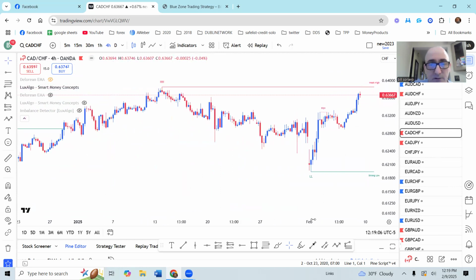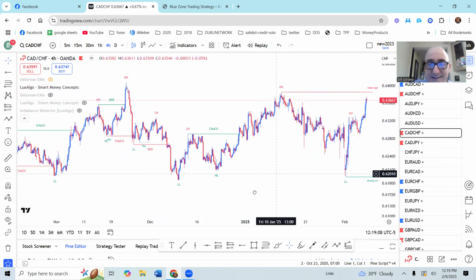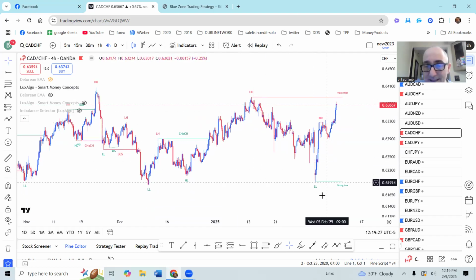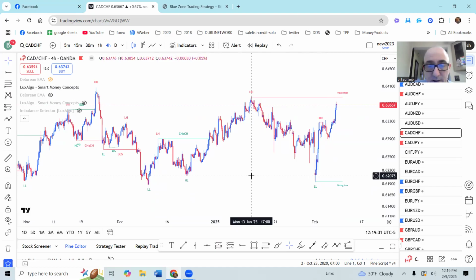So again, we're on the 4-hour time frame. What this is showing us here, our last move up, here's our low, right? And here's our high. So this is our swing low, this is our swing high. This puts us in an uptrend. The indicator is showing us a change of character here. And then this move back down here does not take out this low here.